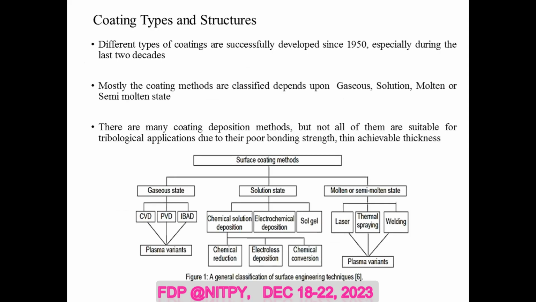So these are the coating types and structures. Different types of coatings were successfully developed from the 1950s, especially during the last two decades. Mostly the coating methods are classified depending on the state: gaseous, solution, molten, or semi-molten. You can see here the surface coating methods classified into three. The first is gaseous, under which we have chemical vapor deposition and physical vapor deposition, all coming under the plasma variants. Then the solution state, which also has different kinds of coating, like chemical reduction, electrolysis deposition, and chemical conversions. The third is the molten and semi-molten state, in which laser deposits come.